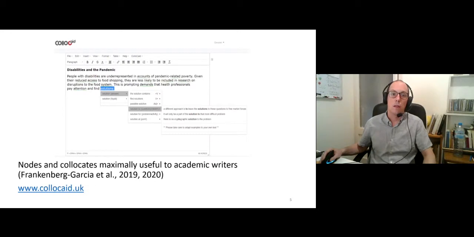Collocate looks just like any other text editor, except that the words underlined are not spelling errors or grammar errors. They are nodes in collocations that we have collocation suggestions for. Now, these nodes and the suggested collocates were selected to be maximally useful to academic writers. I'm not going to go into how this was done here. You can read about this elsewhere. But I will urge you to try out the tool for yourself.